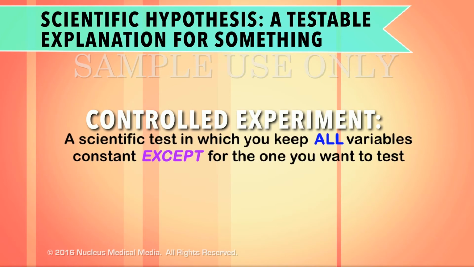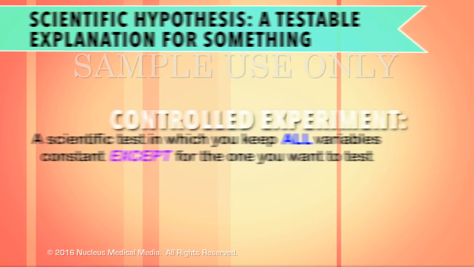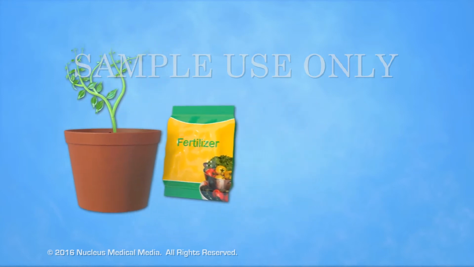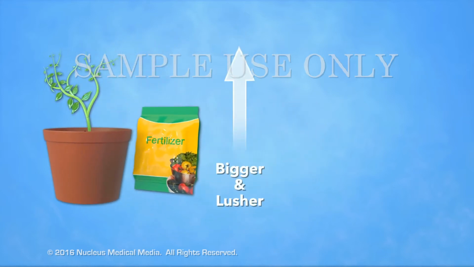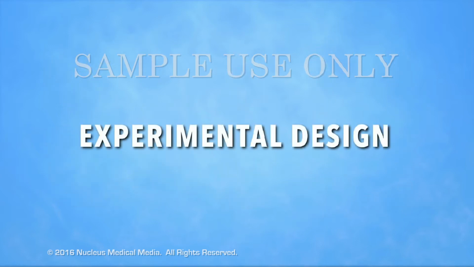Well, you'd set up a controlled experiment in which you control or keep constant all the factors known as variables, except for the one you want to test. Let's design a controlled experiment to test a fertilizer which claims it makes plants grow bigger, lusher, and perhaps produce more flowers, fruit, or vegetables. If you wanted to see if the fertilizer works, how would you set up a controlled experiment to test this claim?